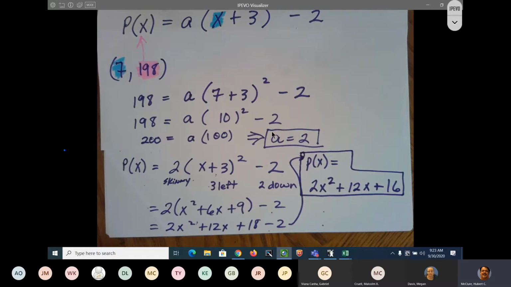So now you've got a skinny graph with a vertical shift of 2 down and a horizontal shift of 3 to the left. And what's your y-intercept? 16. And actually, you could probably solve for x right here and get your x-intercepts if you wanted to. So let's see what the answer is.